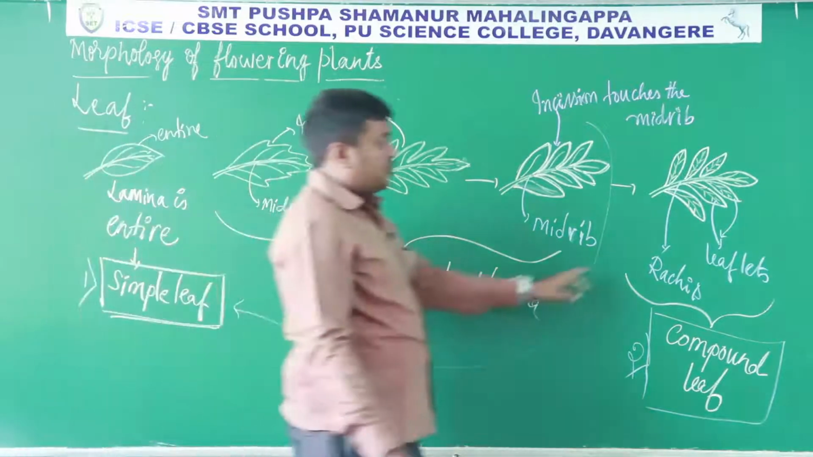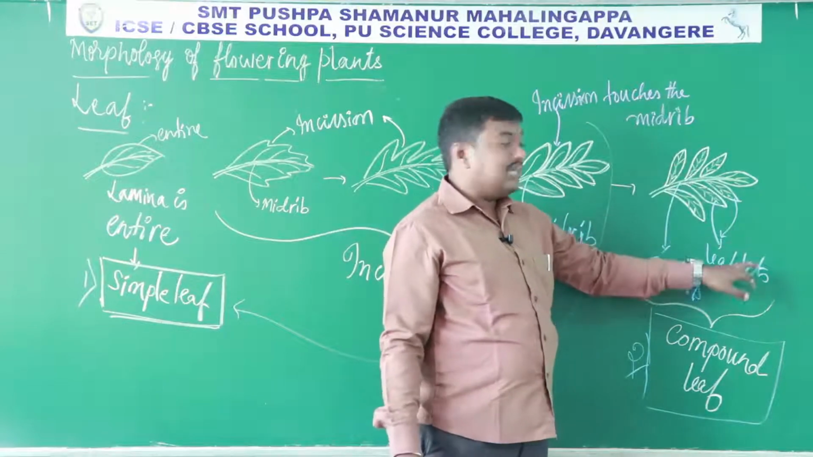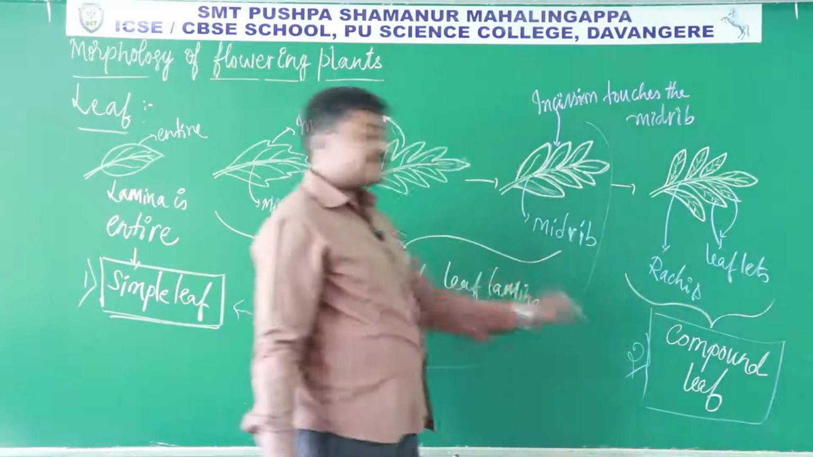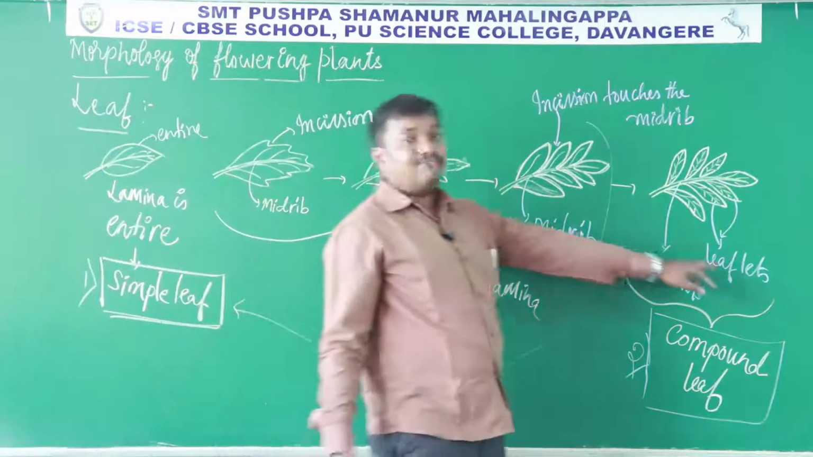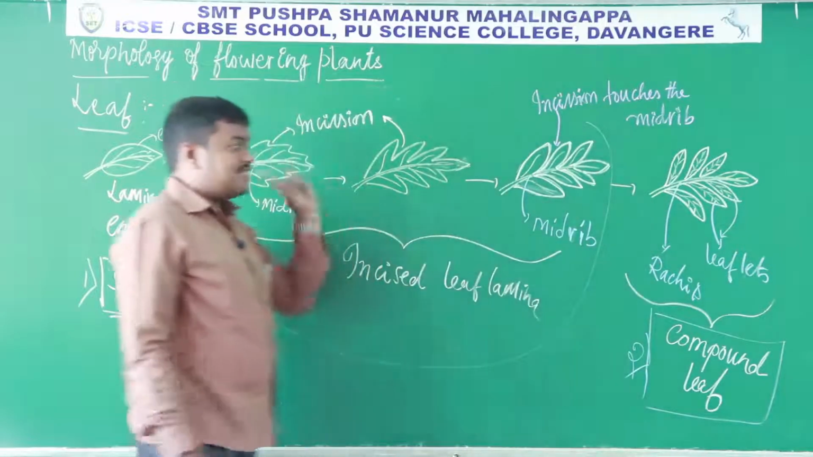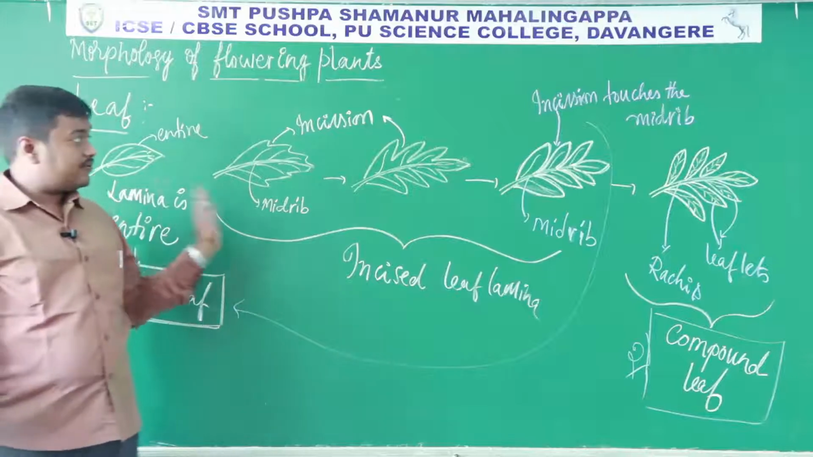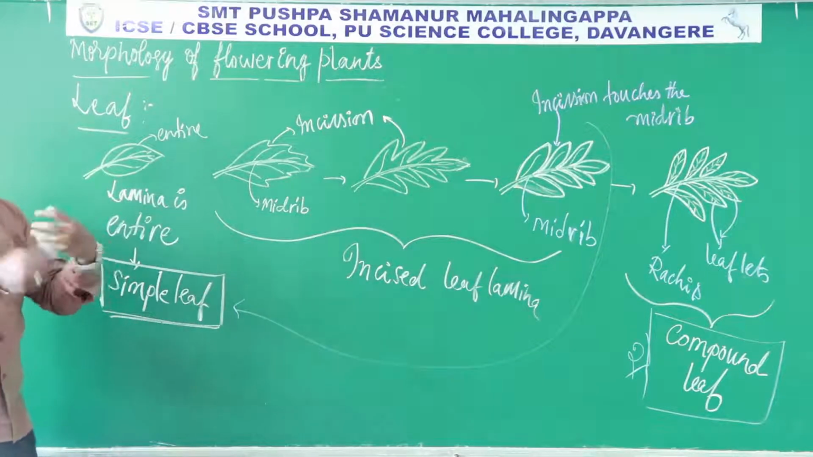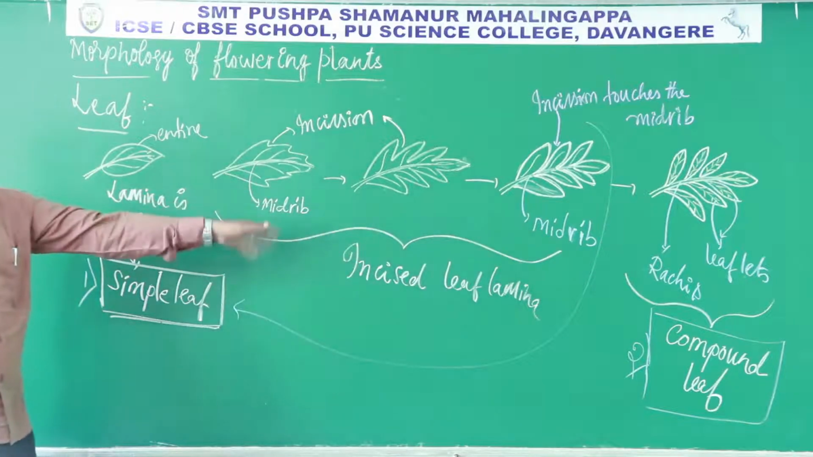If the leaf shows these leaflets, that leaf divided into leaflets, then it is called as compound leaf. Okay, so based on whether the lamina is entire or divided into leaflets, leaves are of two types, simple leaves and compound leaves. Okay, so hope you understand how the compound leaves during course of evolution are originated, how they are produced in the plants.